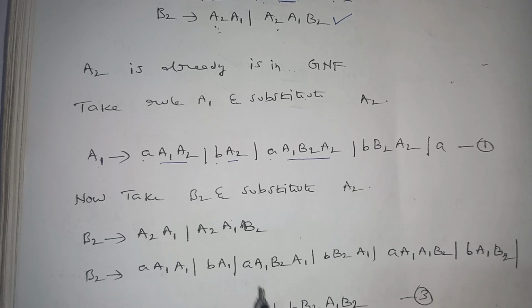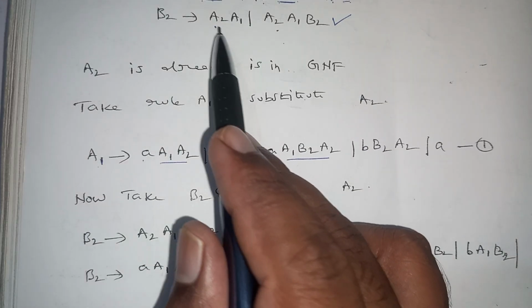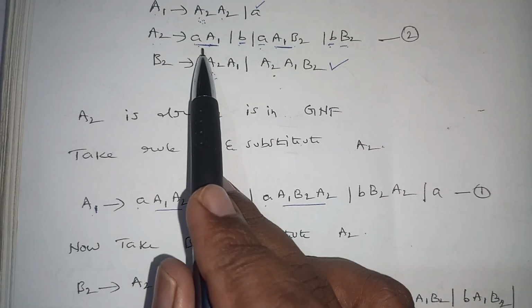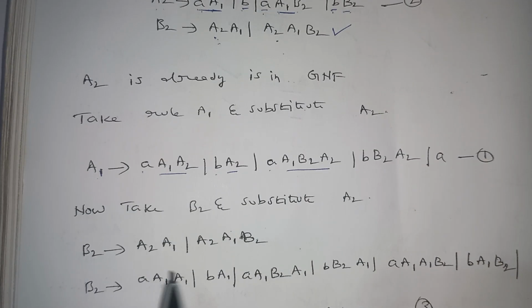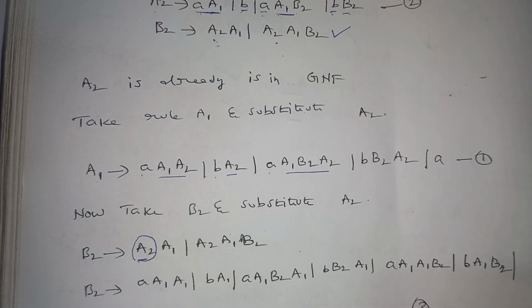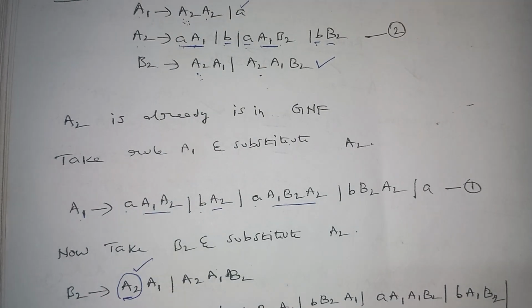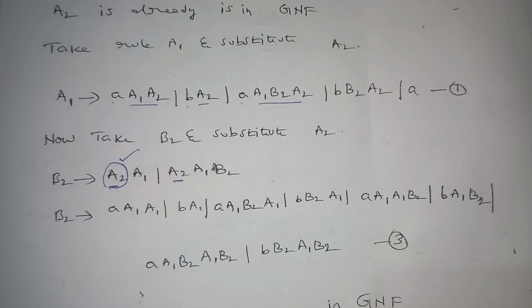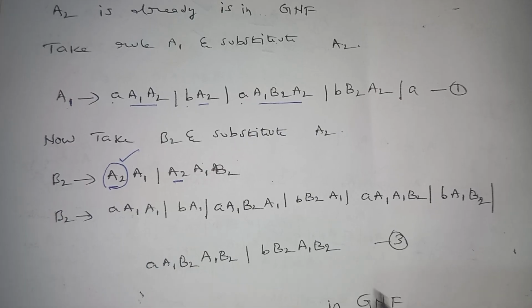Now what you write? Now you take b2. B2, you take A2. What is the A2? So A2 means this, a1 b a1 b2 b b2, you replace. You write all the A2 productions in this location. In the place of A2 you write all the rules. Then what will be the grammar? This will be the grammar, b a1 a1 b a1, like this.